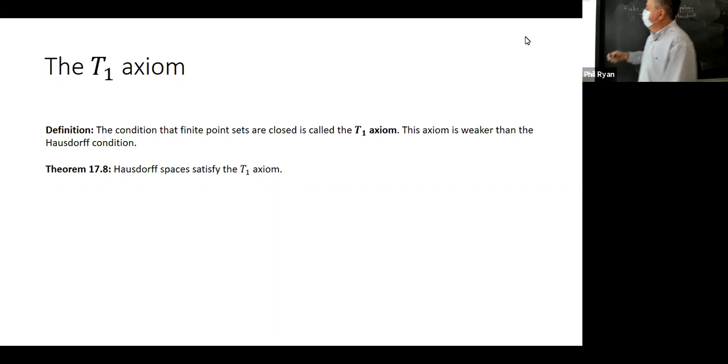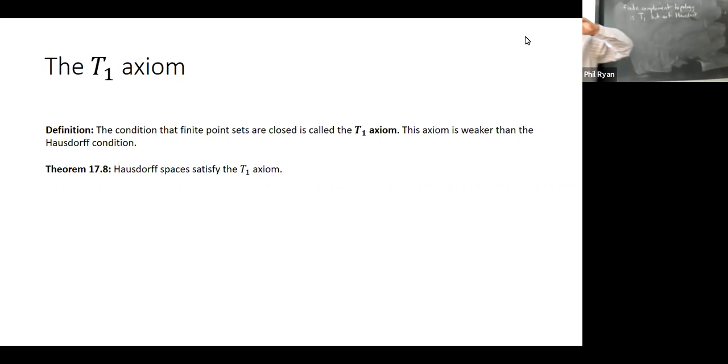Remember the finite complement topology: open sets are ones whose complement is finite. Well, if the complement is finite, that means finite sets are closed. So this is basically the definition of a finite complement topology. So it's T1, but it's not Hausdorff, right?